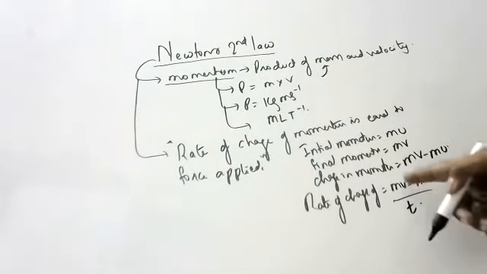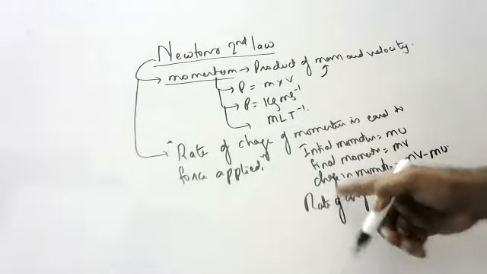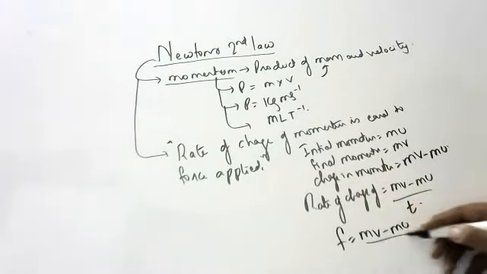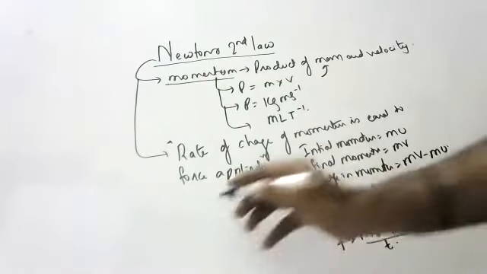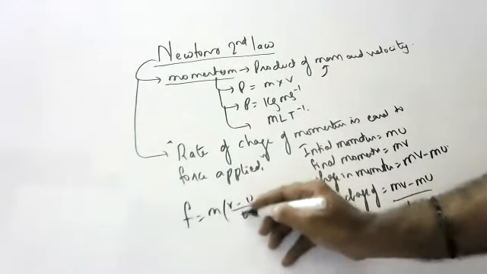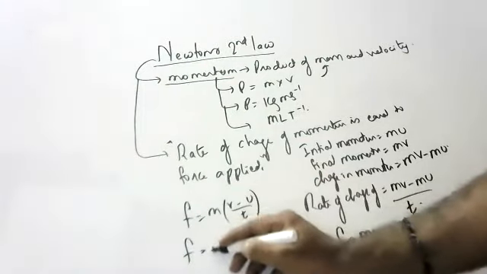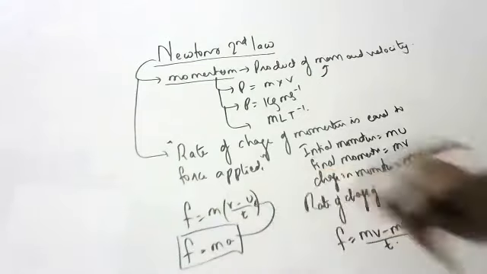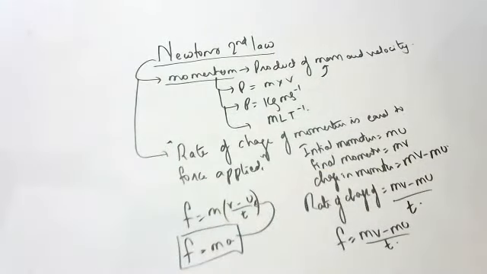And I told you that rate of change of momentum is the force applied. So force is equal to mv minus mu by t. Taking m common, force is equal to m times v minus u by t. We know acceleration is the rate of change of velocity. So F is equal to ma. This is the derivation for F equals ma.